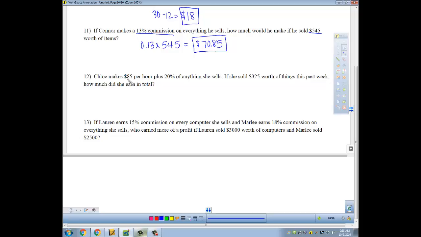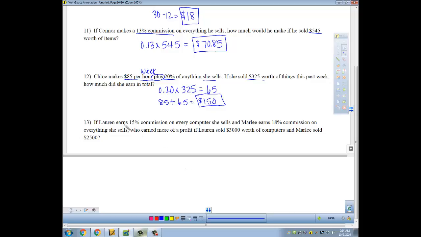Number 12, Chloe's going to make $85 per hour, or that should really be per week, plus 20% of anything she sells. She sold $325. So first figure out what's 20% of $325. Do not do 20% of 85 because it says 20% of what she sells. She didn't sell $85. She sold $325. So 0.20 times 325 is 65. So she's going to make that 85 plus the 65, which is $150 for that week.